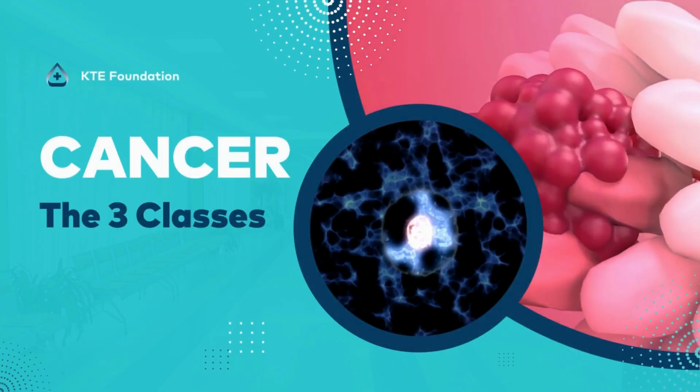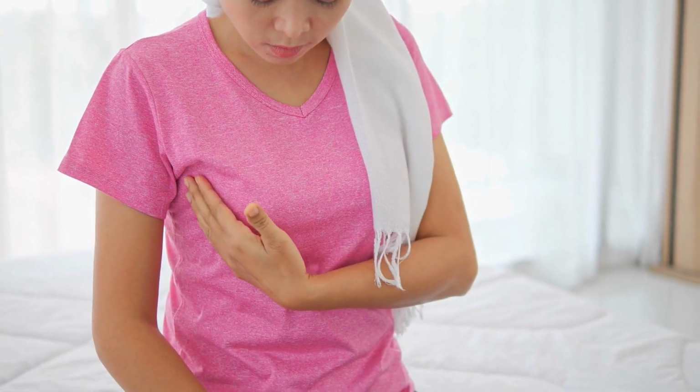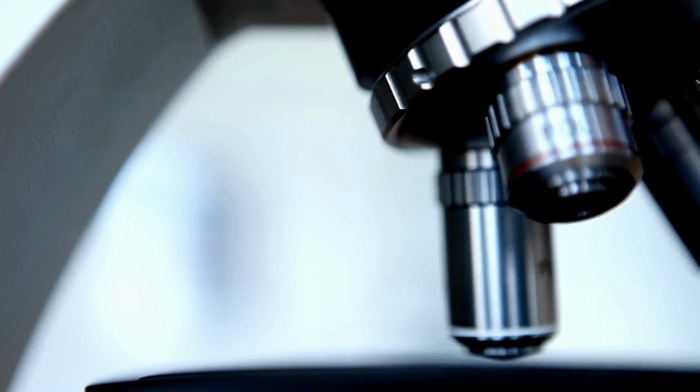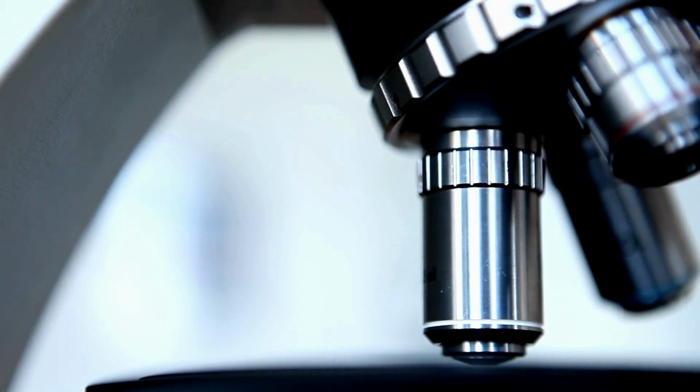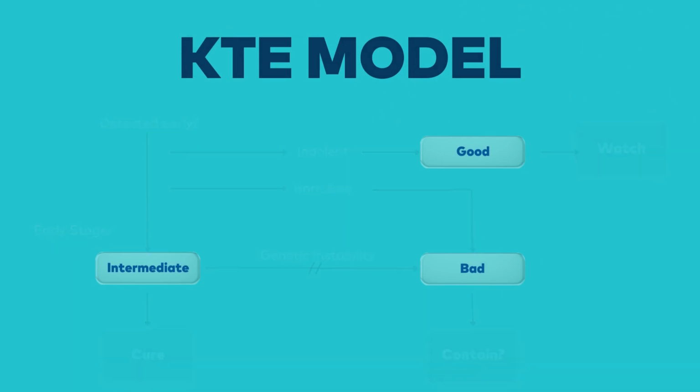We start building our Know Thy Enemy model by examining the different classes of cancer. From the point of view of treatment, there exist 3 classes of cancer. The 3 classes of cancer is not something we came up with. It is taken from one of the leading books on the biology of cancer. The KTE model identifies 3 main classes of cancer, being good, intermediate, and bad.